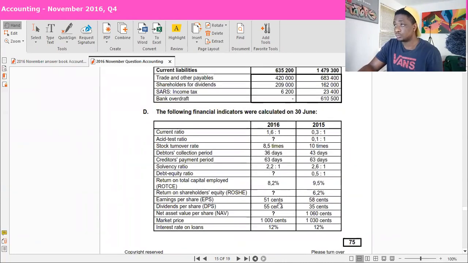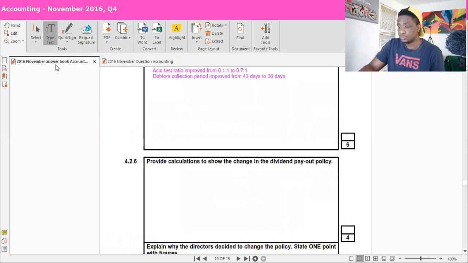In 2015, the dividends per share is 35 cents per share, and then the earnings per share is 58 cents per share. So of the 58 cents that they generated in profits, they paid 35 cents of that to shareholders. And then in 2016, they generated 51 cents in earnings, but they paid out 55 cents. So they're paying more dividends than they're actually making in 2016. That is a bad look. But let's go and calculate the ratios first. So I want to start with the 2015.